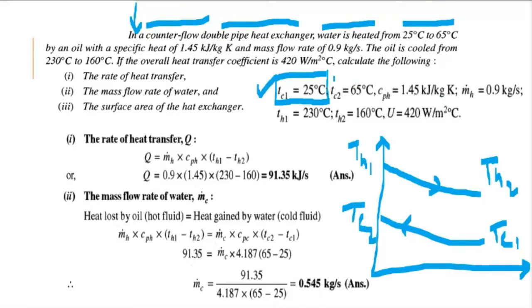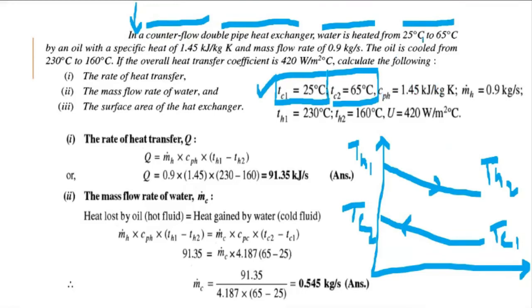So TC1 value is equal to 25. It is heated from 25 to 65. So the outlet temperature of the cold fluid must be 65. And here we are getting that this TC2 value is equal to 65. Any doubt till this part? No, sir. Okay.